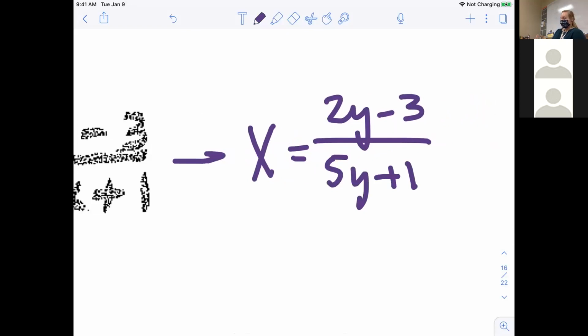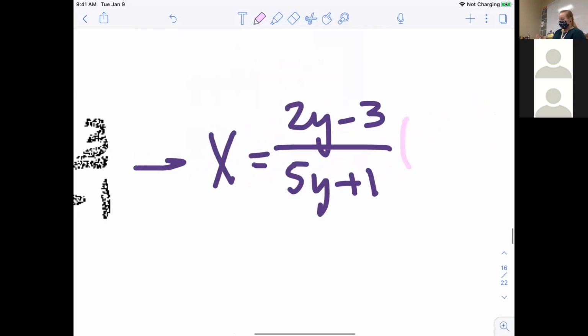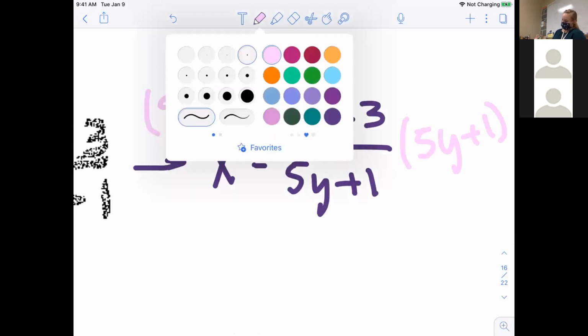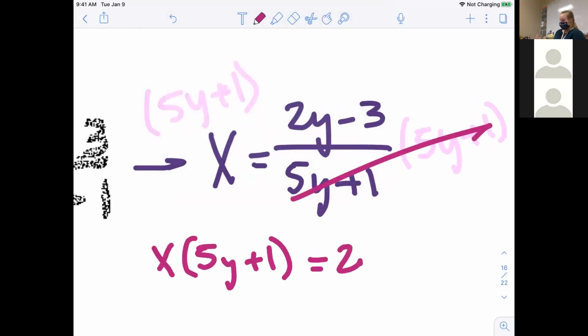In order to start solving, I want to get rid of the denominator. I never want a denominator any longer than I need it. So I'm going to multiply by 5y plus 1 on both sides. It cancels on the right side to give me just 2y minus 3. And then the left side is a like distributive problem. X times 5y plus 1 equals 2y minus 3.